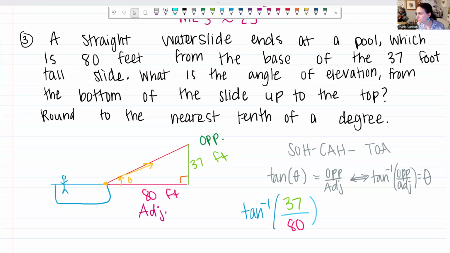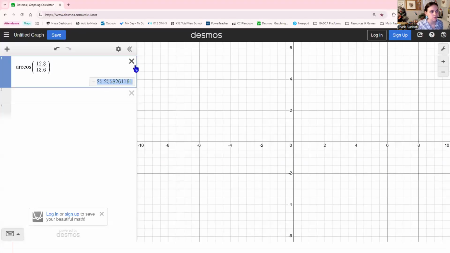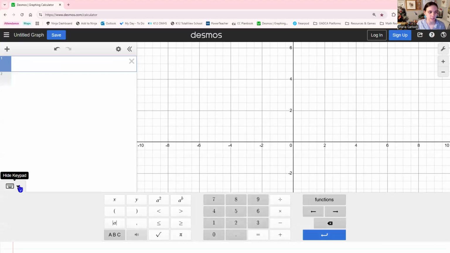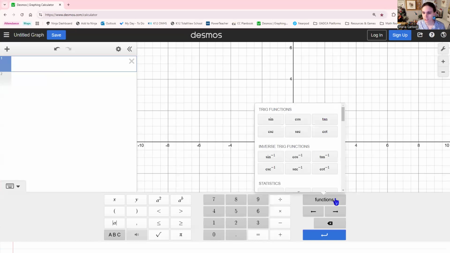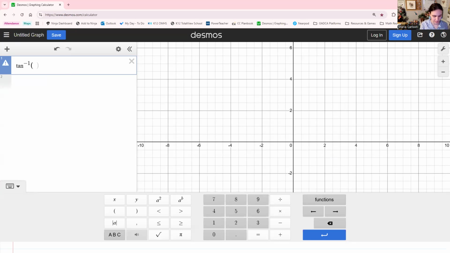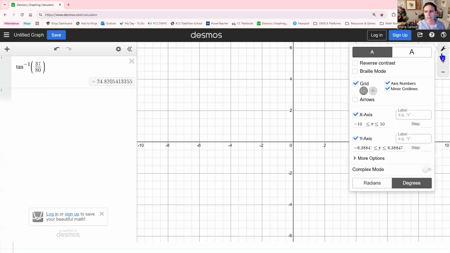So let's pop that into Desmos. I'm going to use the functions. In the keypad, go to functions, tangent to the negative first power, and then I need a fraction. And this is opposite over adjacent, 37 over 80. And it should still be in degrees.